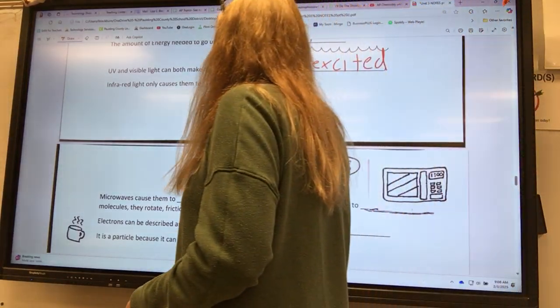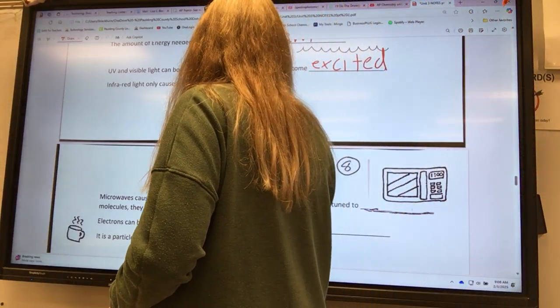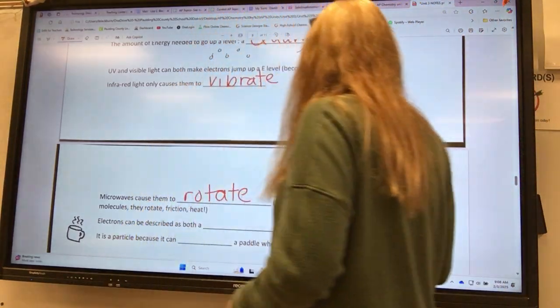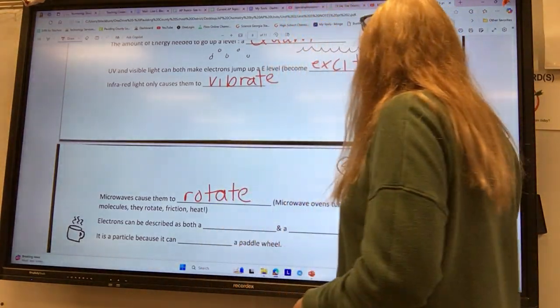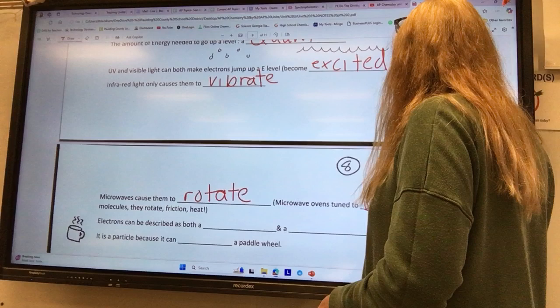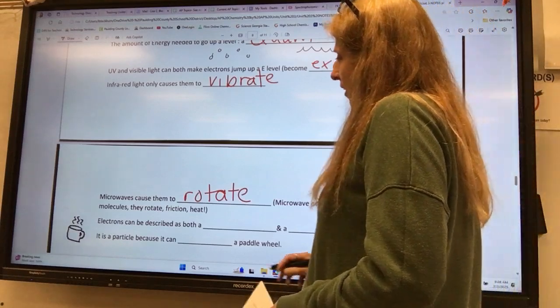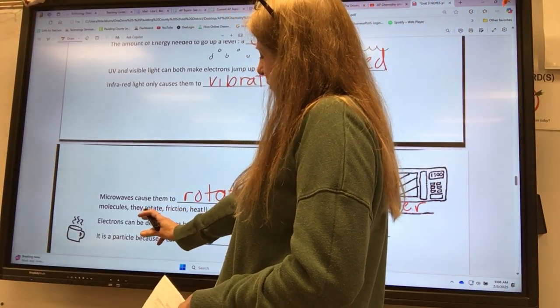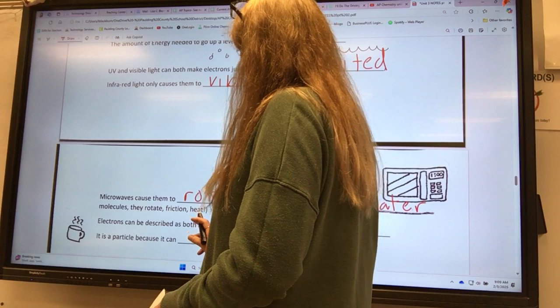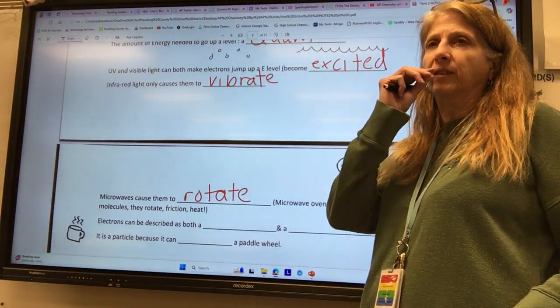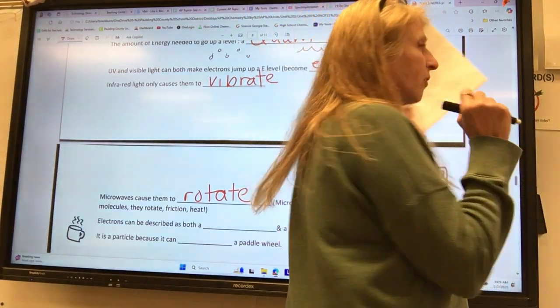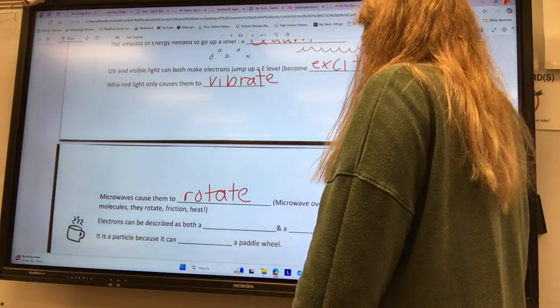Microwaves cause them to rotate. And so microwave ovens are tuned to water molecules. That makes the water molecules rotate, it causes friction, and it causes heat to heat up your food. Now you know how a microwave oven works. It causes your water molecules to spin and rotate.